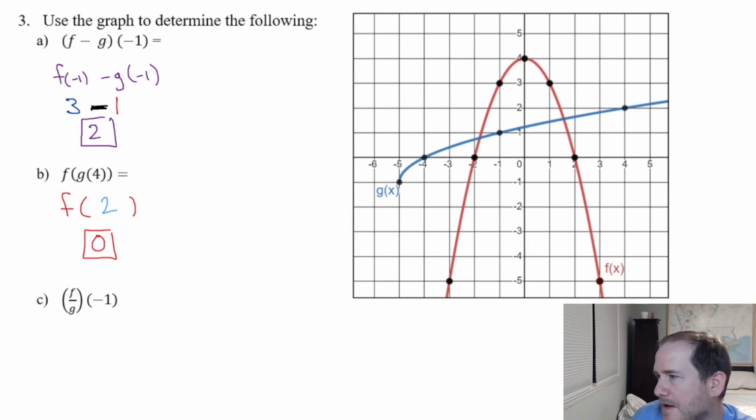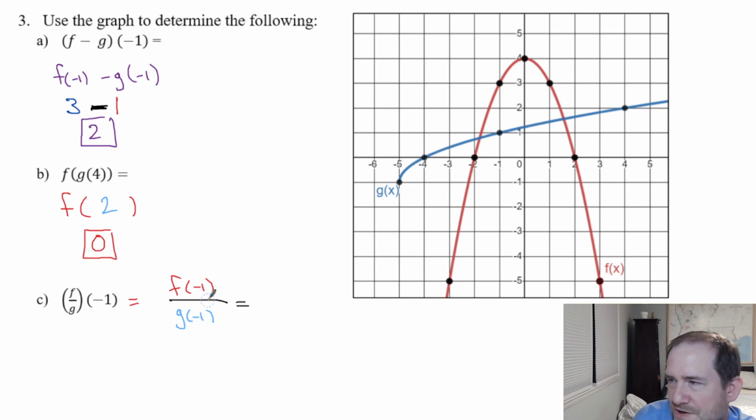So again, f is red. This notation just means do f of negative 1 and divide it by g of negative 1. And of course, if I'm reading the blue function, then g of negative 1, let's see, negative 1 gives 1. So 1 in my denominator. F of negative 1 gives 3. And 3 over 1 is, shockingly, 3.